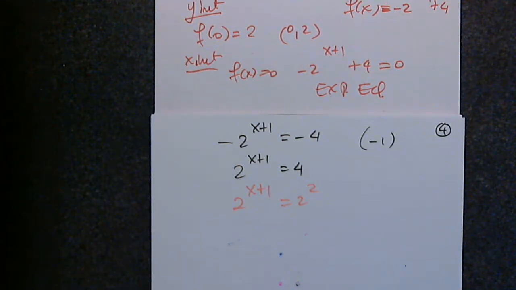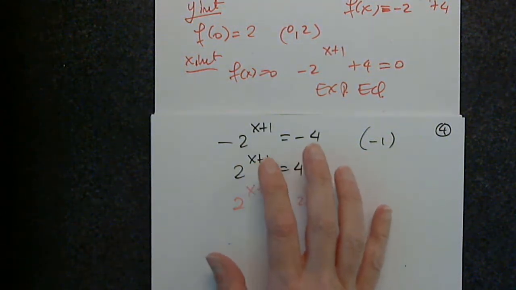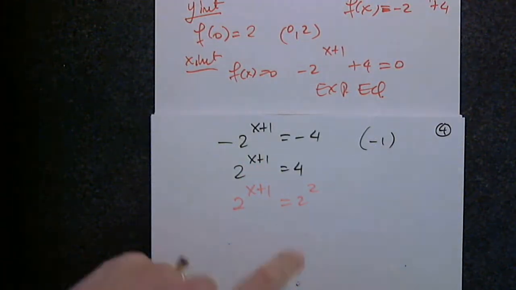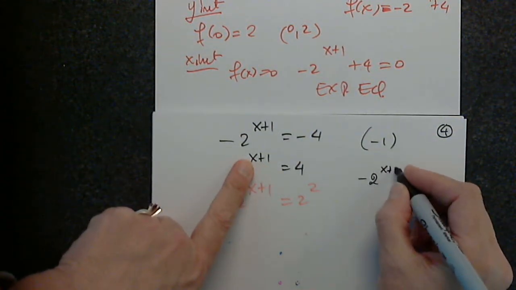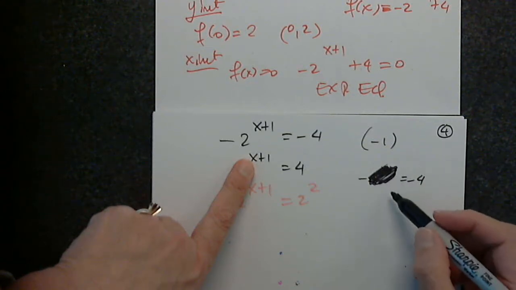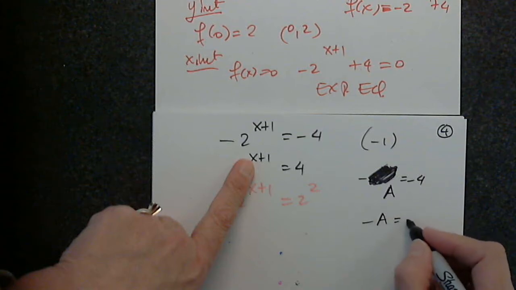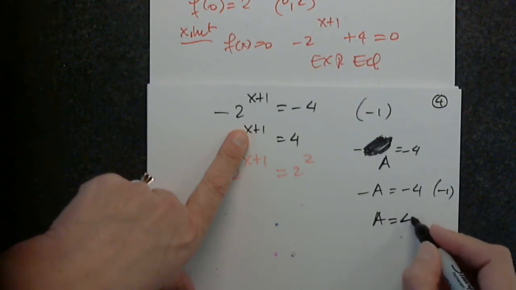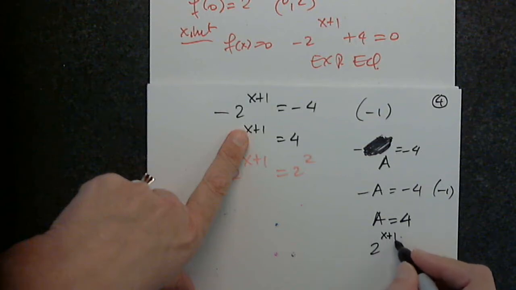Yes, Garrett? So why is it that when you multiply by -1, the sign between x and 1 stays the same? Because you went from -2 to 2 and -4 to 4, but the x plus 1 stays. Excellent question. We have here -2 to x plus 1 equals -4. I'm going to change this into a. So I have -a equals -4. So what happens now when I multiply both sides by -1? You go to a equals 4. Good. So now I'm changing back into 2 to x plus 1.